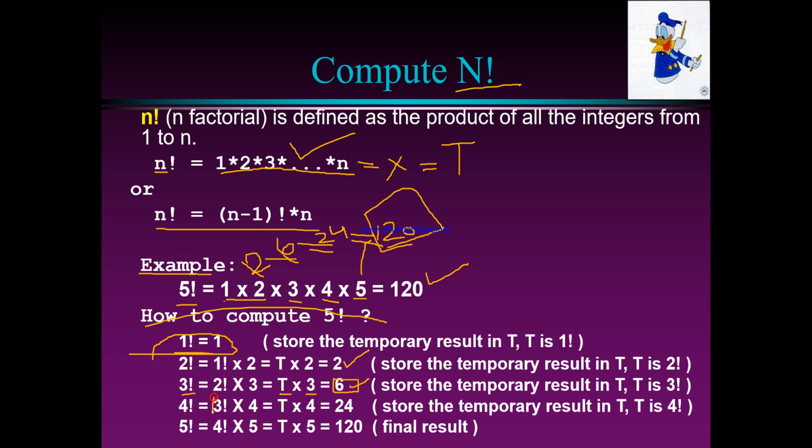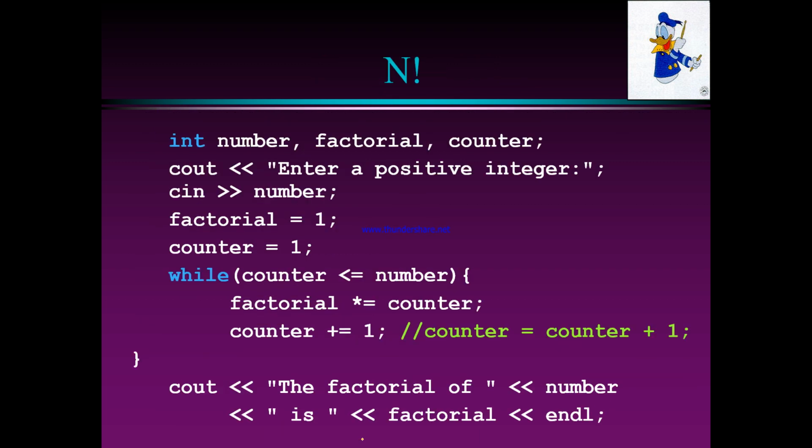So when you multiply the result of 3 factorial with 4, you can represent it as t, the result of 3 factorial, multiplied with 4, and you will get the result of 4 factorial. Now this 24 is the result of 4 factorial. And when we multiply the result of 4 factorial with 5, we get the result of 5 factorial. So it is a problem of an iterative nature. Let's see how we can solve it with the help of the while statement.